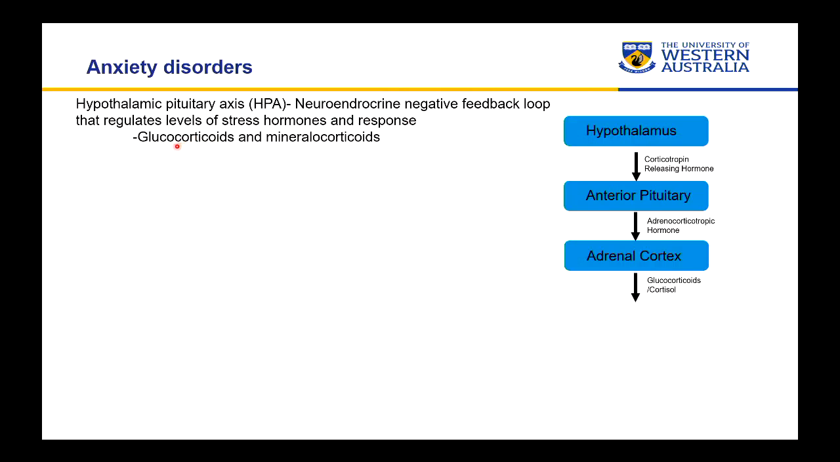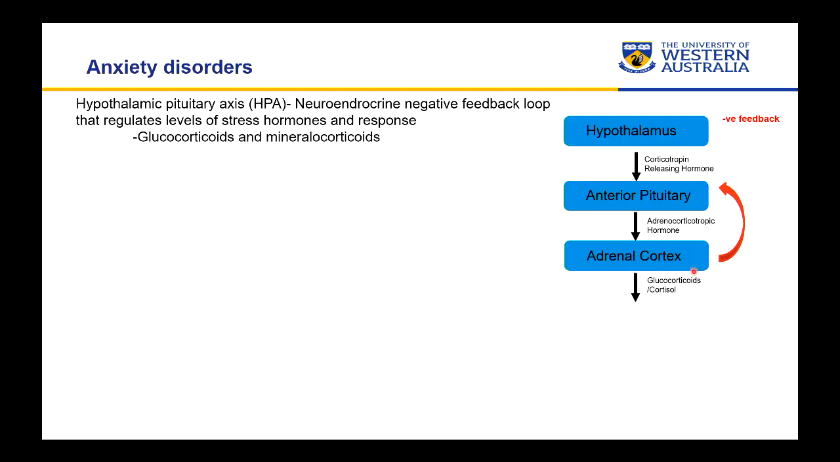And this is controlled by glucocorticoids and mineralocorticoids. So you've probably heard of cortisol before. That's a glucocorticoid. So what happens in the body is that usually when you have an increased stress response, your hypothalamus releases corticotropin releasing hormone. This causes the anterior pituitary gland to release adrenocorticotropic hormone. And then this works on the adrenal cortex, which is located more in your torso, to release these glucocorticoids. And you have this feedback loop.